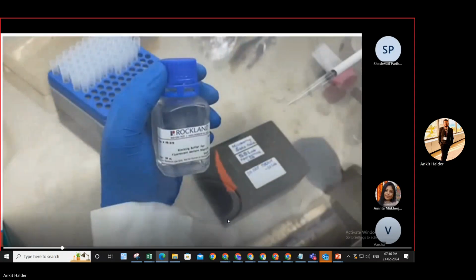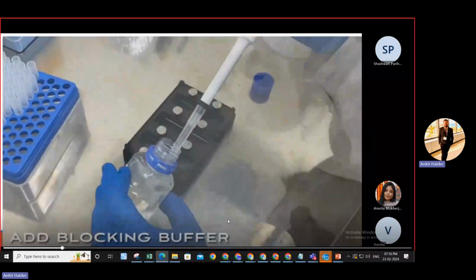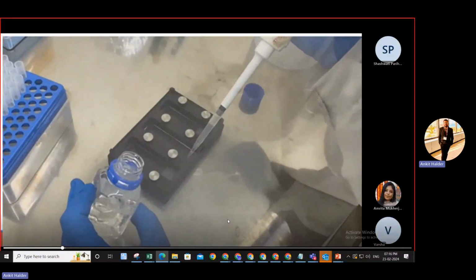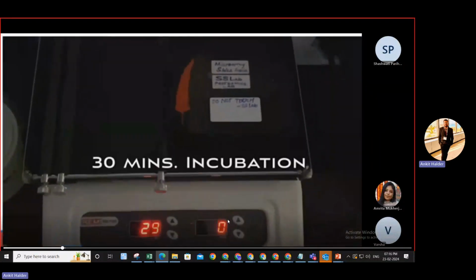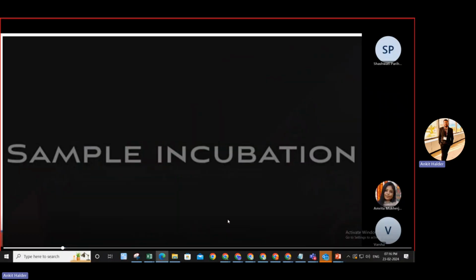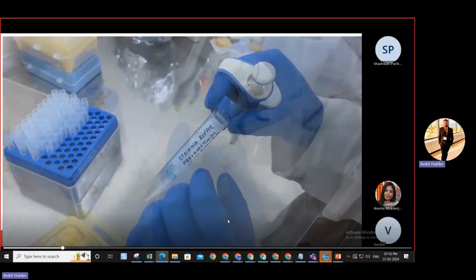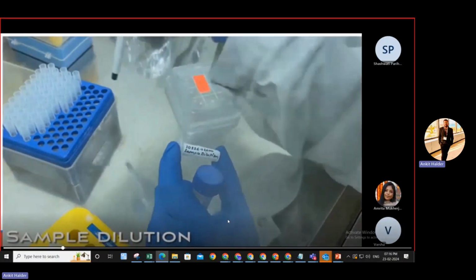So that's the process. First we will equilibrate it for 15 minutes, then take the buffers, right? Then we will add a change of one of the buffers, and this buffer will again be put for a 30-minute increment. This is the blocking buffer. Then we start the sampling phase. The second is the buffer.